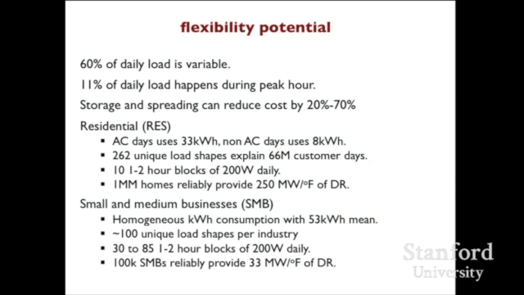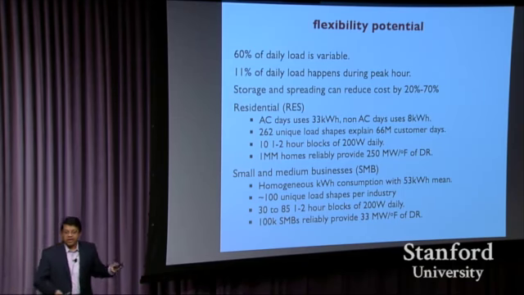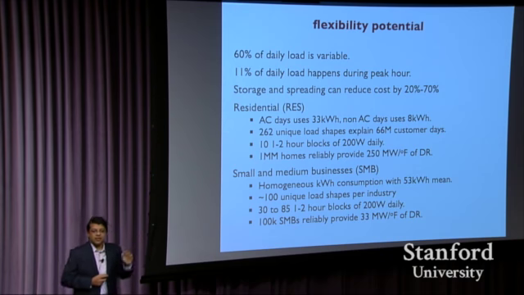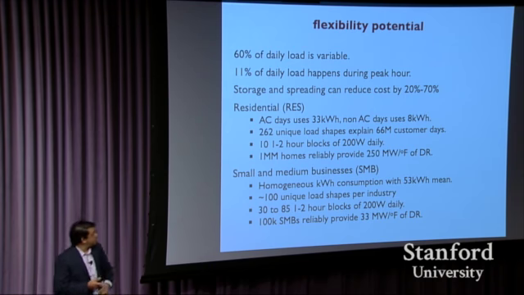For small and medium businesses, we can do similar estimates. And the first thing we observed is that now there is no such distinction between a hot and an inland and a coastal area, or weather has much less influence. So they're about homogeneous consumption, and it's about 53 kilowatt hour average. For each industry, you need about 100 load shapes to describe the consumption. So can you imagine, if you have about 10,000 or so customers in an industry, and I only need 100 load shapes to describe their whole year worth of data.